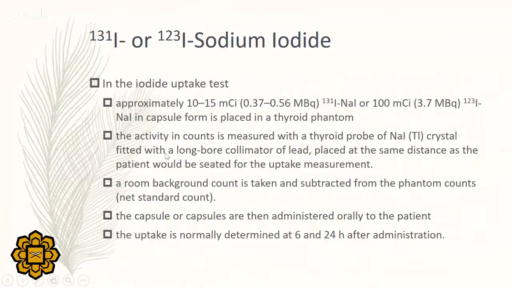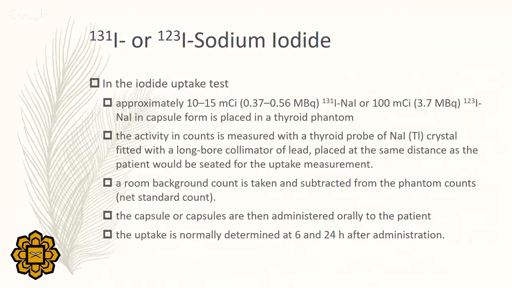The activity in counts will be measured with a thyroid probe of sodium iodide, thallium-doped crystal, with a lead collimator, and this will be placed at the same distance as the patient will be seated for the uptake measurement. So you put the capsule in the thyroid phantom at the same distance as where the patient will be seated for measurement. You also measure the room background and subtract the phantom counts. This is done first, before the patient, with the capsule.